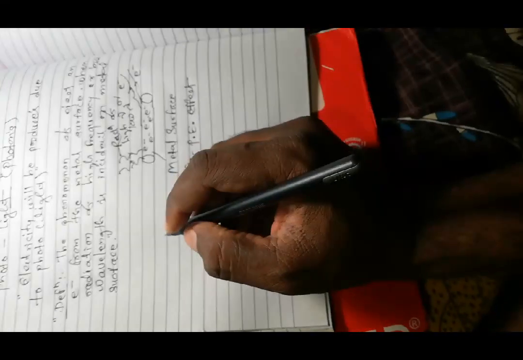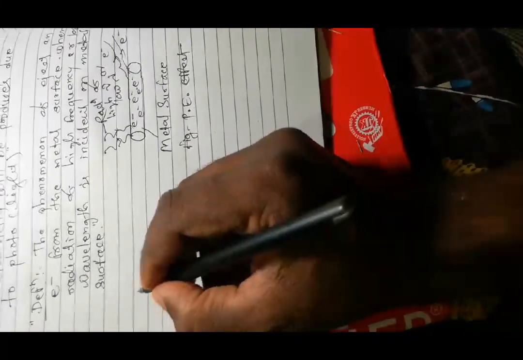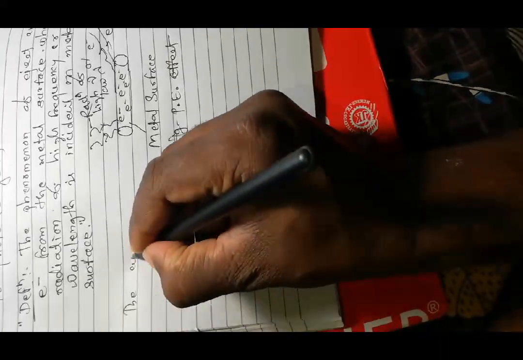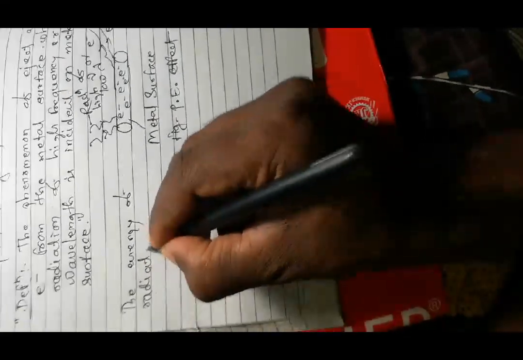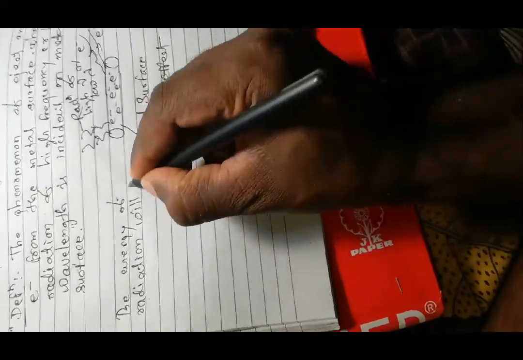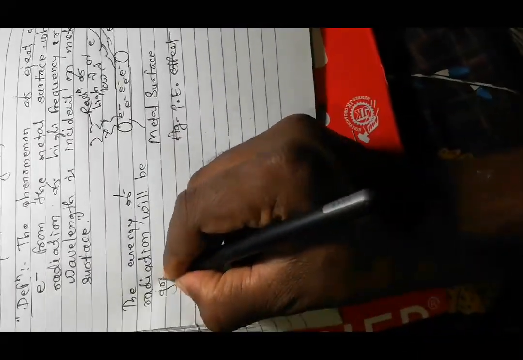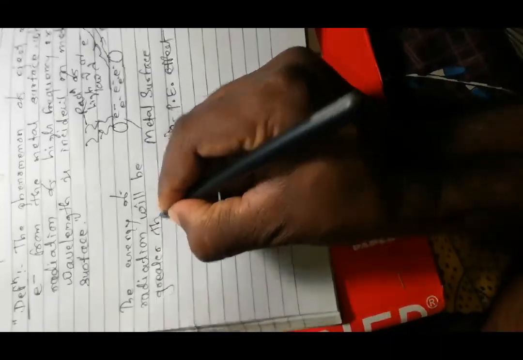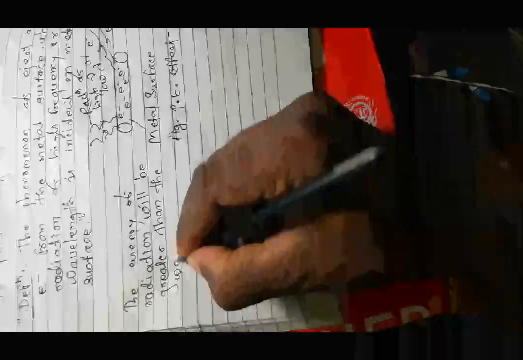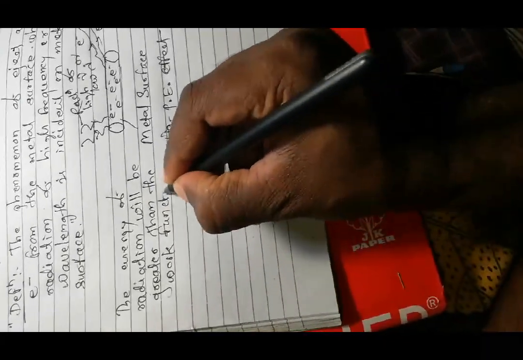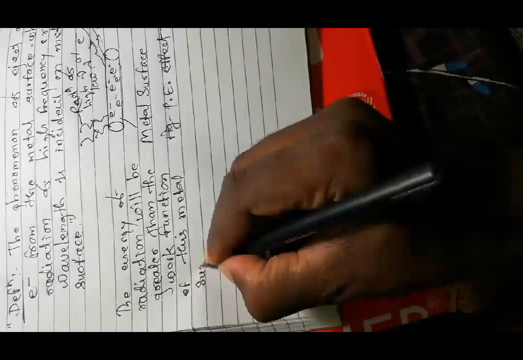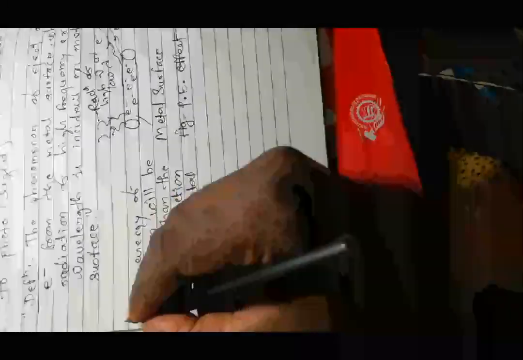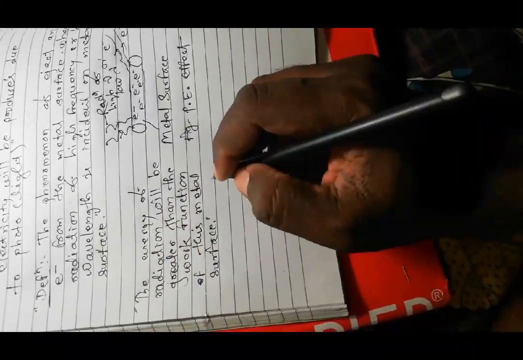Now the condition for this electron emission: the energy of this radiation, that means light, will be greater than the work function of this metal surface. This is the condition for photoelectric emission.